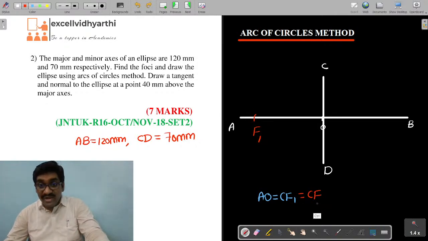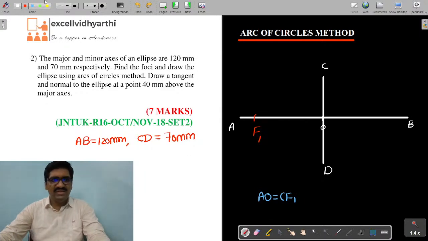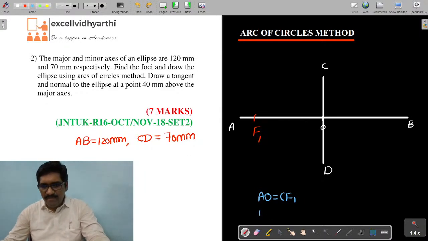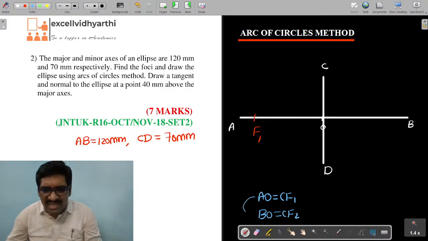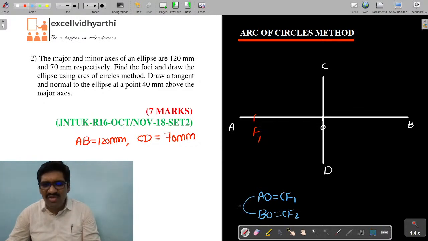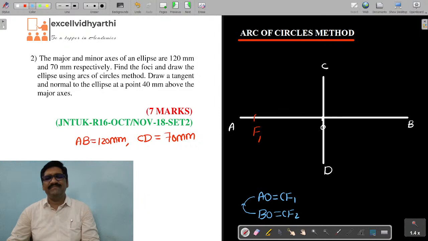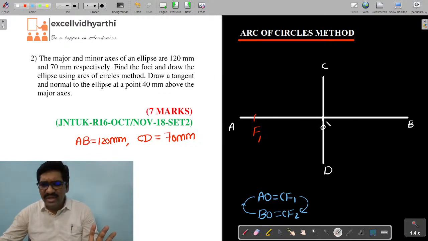Or we can do one more thing like this. That is very simple. Now, BO is definitely equal to what? CF2. But obviously AO is nothing but BO. Both are the same only. These two are equal only. Therefore definitely these two will be the same. So very simple. Remember this point. You take BO as radius, C as center, cut this line.